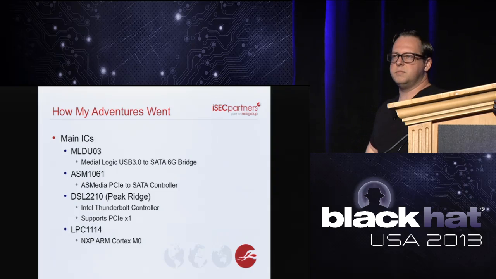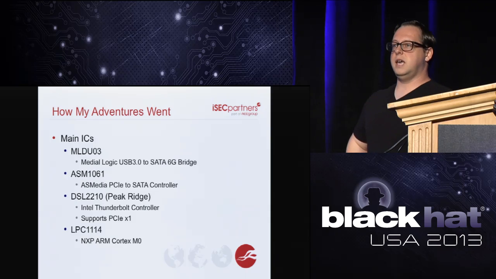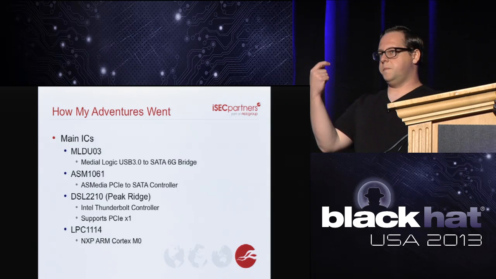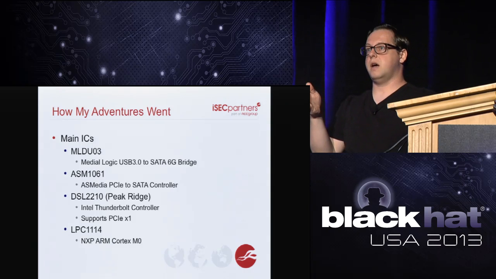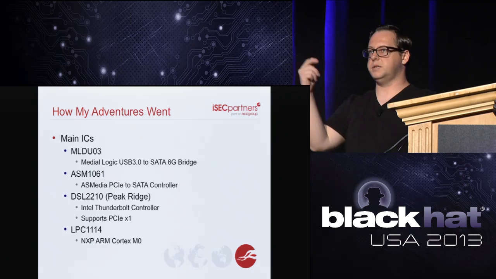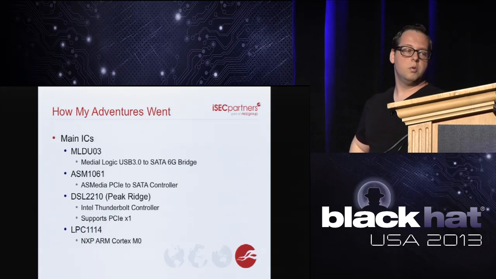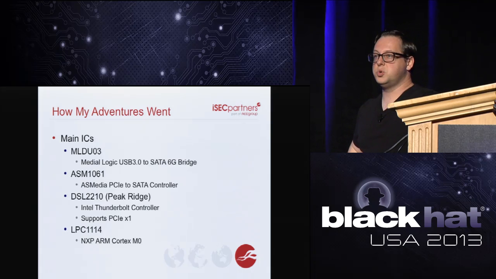We also have an ASM 1061. This is the PCI Express to SATA controller. Again, Thunderbolt is based on using PCI Express. You can start building that path out now. It's PCI Express to SATA and then some other technology up to the Thunderbolt controller, which leads us to our next chip, the DSL 2210. This is the Intel Thunderbolt chip.